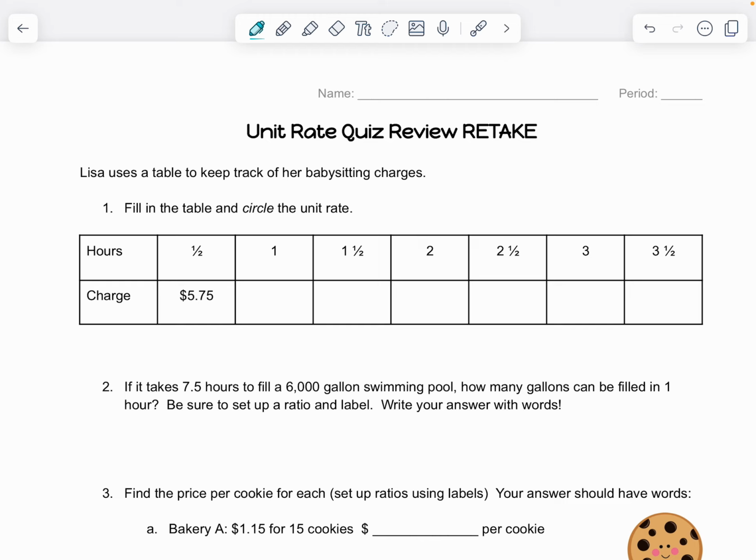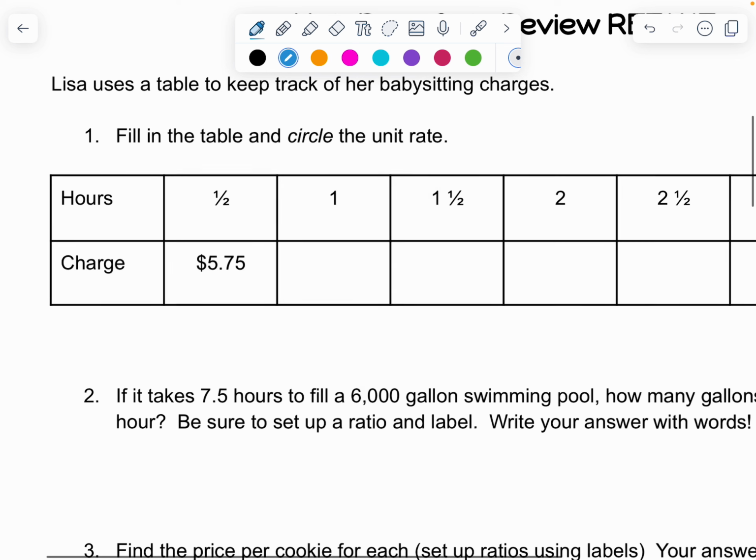All right, so this says Lisa uses a table to keep track of her babysitting charges. Fill in the table and circle. Let's see what we're working with here. I notice that for a half hour, she makes $5.75. So for a whole hour, isn't that just double a half hour? If I double the amount she earns, use your calculator, you would get $11.50.